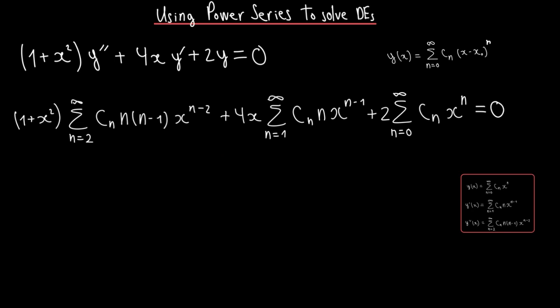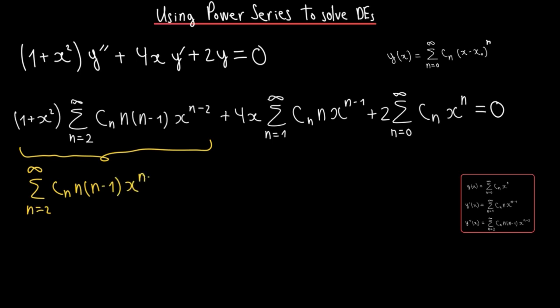Now what we need to do is we need to absorb these factors into each summation. So for example, in our first term, we distribute the 1 plus x squared. So 1 times our sum is the sum itself. So n going from 2 to infinity of Cn n times n minus 1 x to the power of n minus 2, plus x squared times our sum. And x squared, we can multiply with the x to the power of n minus 2. And so we get x to the power of n minus 2 plus 2, which is x to the n. So we have the infinite sum.